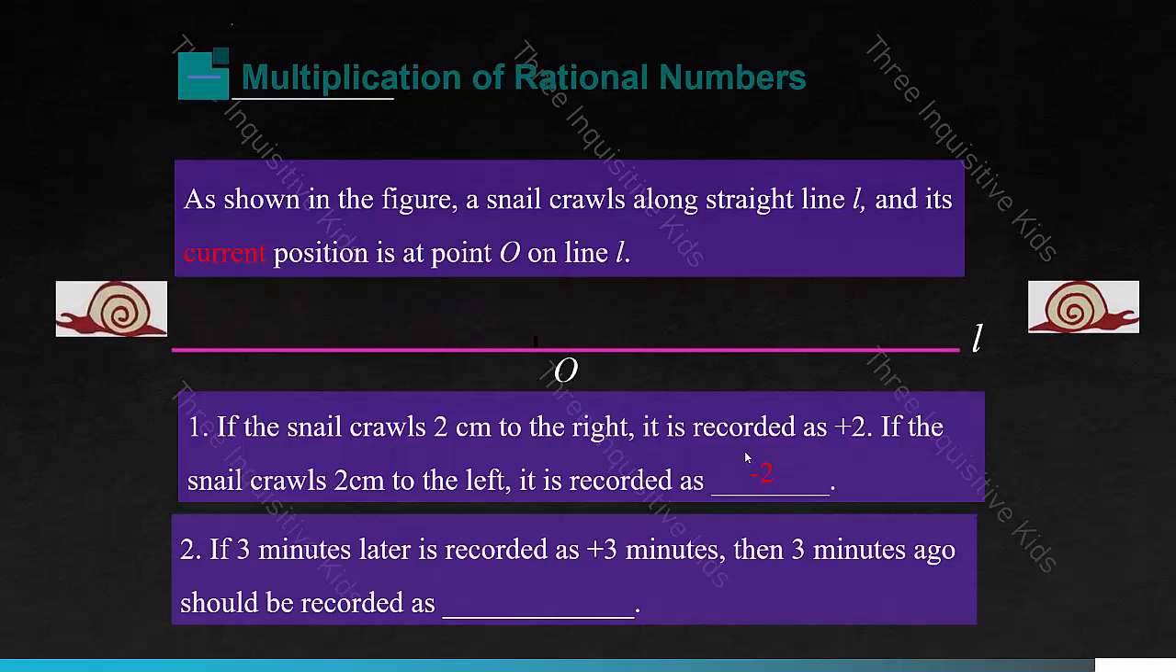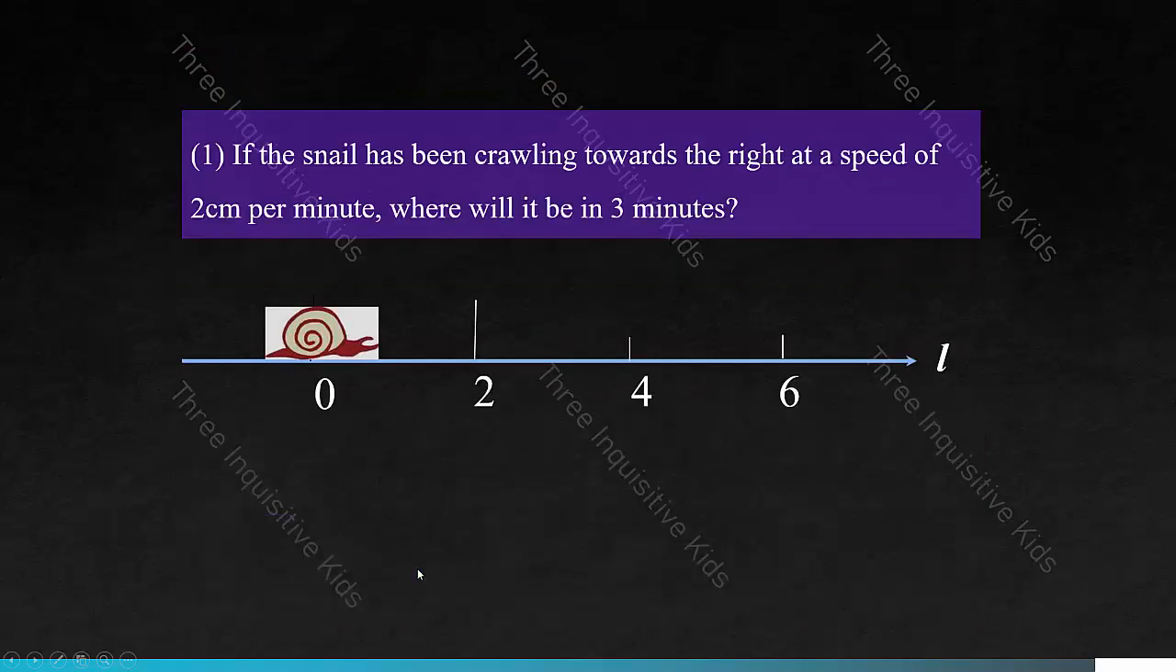If 3 minutes later is recorded as plus 3 minutes, then 3 minutes ago should be recorded as negative 3 minutes, because later is the opposite of ago, and so positive 3 is the opposite of negative 3. If the snail has been crawling towards the right at a speed of 2 centimeters per minute, where will it be in 3 minutes?